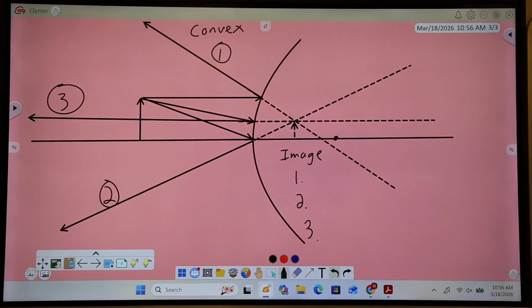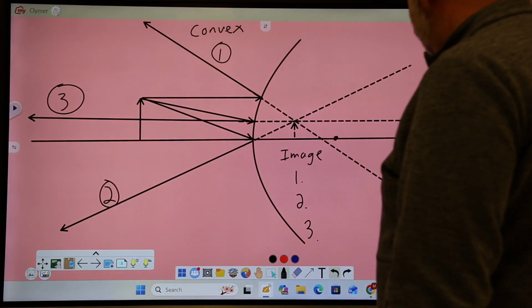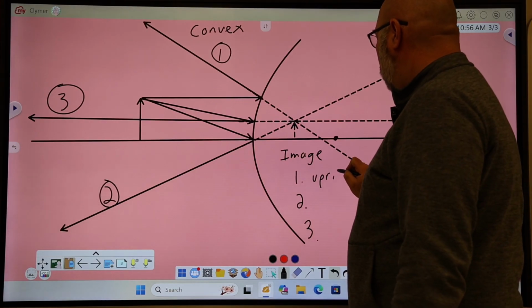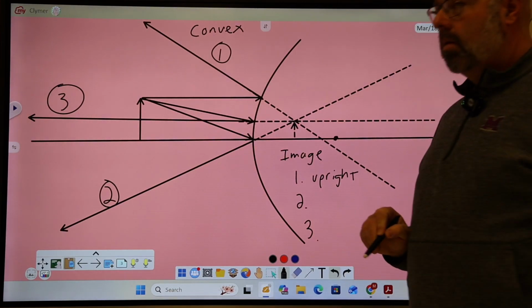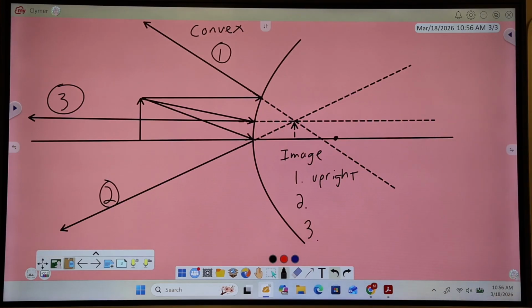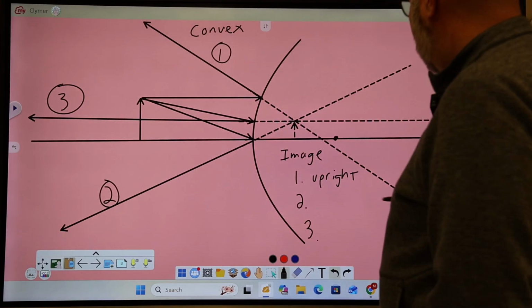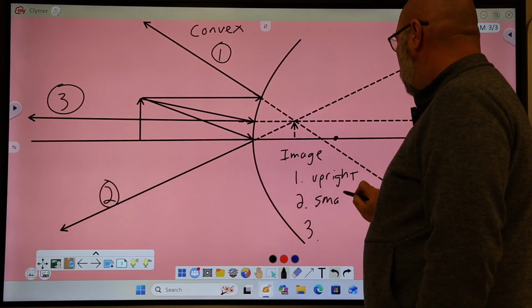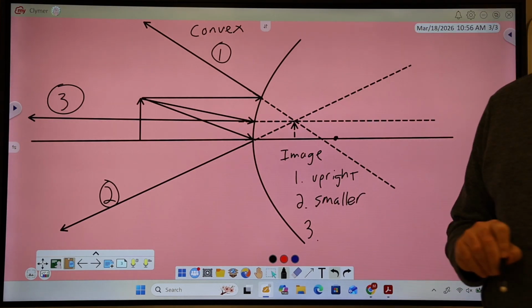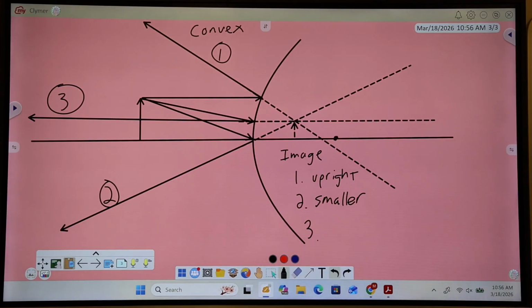Let's define the properties of this image. Upright or inverted? Upright, I agree. Number 2, bigger or smaller? Smaller, I tend to agree. And lastly, is this a real or a virtual image? Virtual. It's behind the mirror.